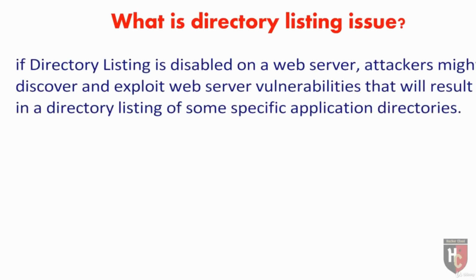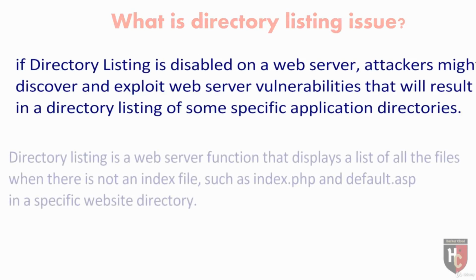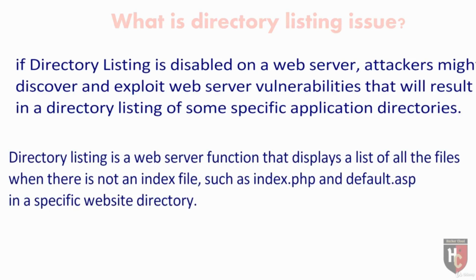If directory listing is enabled on a web server, attackers might discover and exploit web server vulnerabilities that result in a directory listing of some specific application directories. Such data allows the attacker to gain the information needed without having to exploit vulnerabilities. In other words, directory listing is a web server function that displays a list of all the files when there is not an index file, such as index.php or default.asp, in a specific website directory.